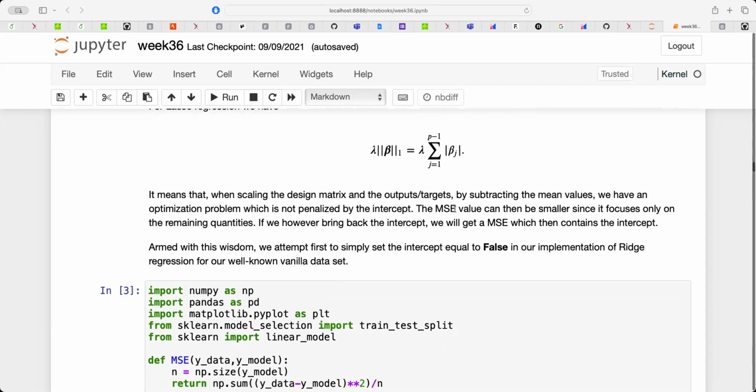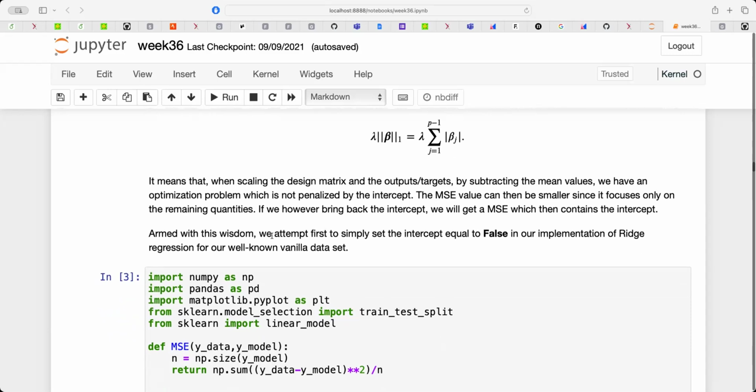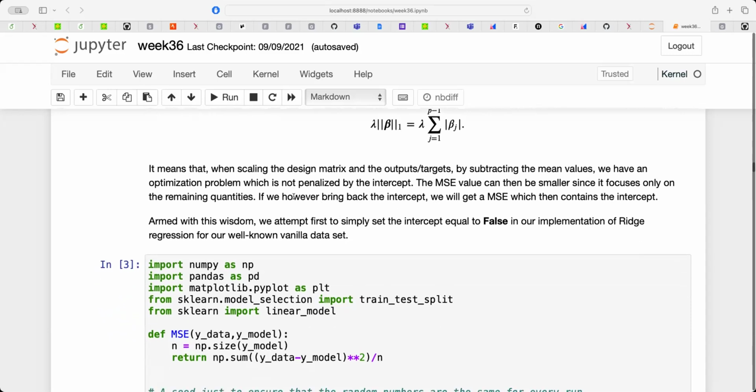That means that, you may not always get it, but you can get a mean squared error which is smaller, since it focuses only on the remaining quantities. But if you bring it back, you can always do that when you write your own code, you can do the fit with the intercept. But beware then that the intercept can be large and it can bias the optimization problem.